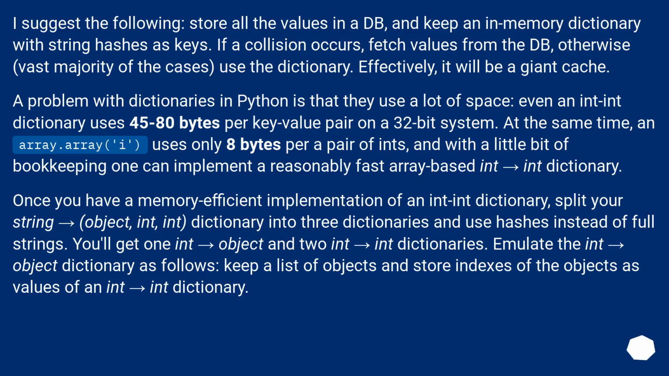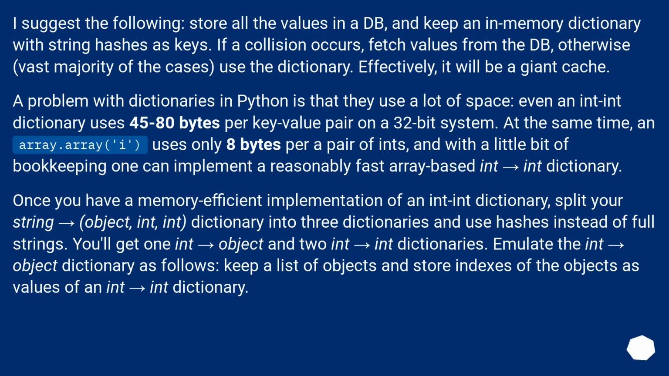I suggest the following: store all the values in a DB, and keep an in-memory dictionary with string hashes as keys. If a collision occurs, fetch values from the DB, otherwise, in the vast majority of cases, use the dictionary. Effectively, it will be a giant cache.